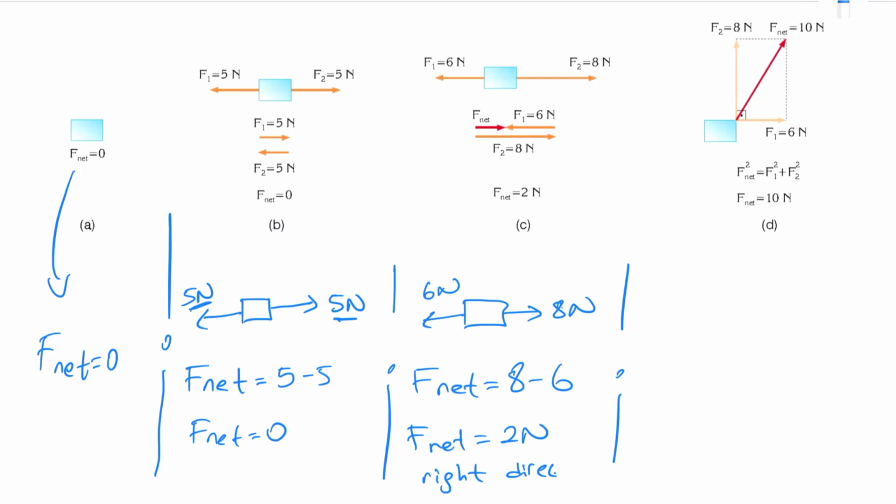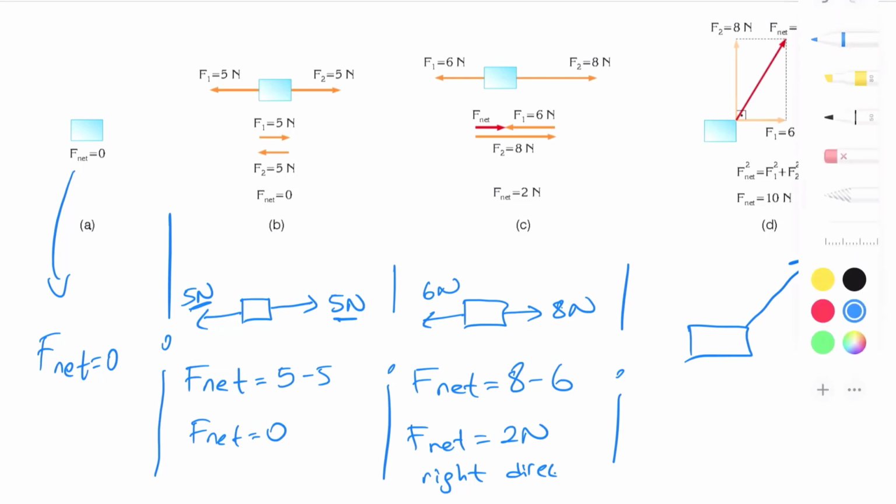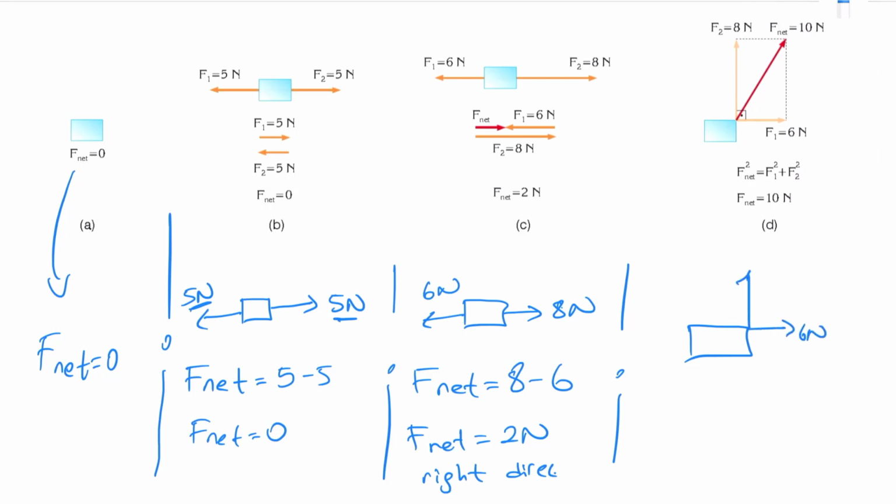And in D, we have another form of it. Here we have an object and we have forces. Okay, we have two forces here. One is 6 Newton and they are perpendicular to each other. The other one is 8 Newton.